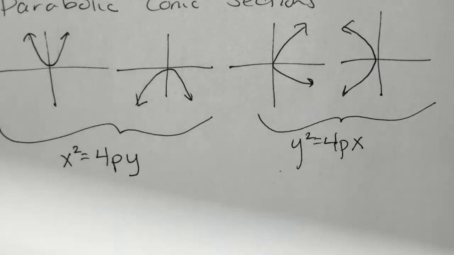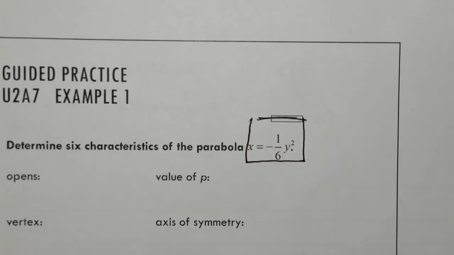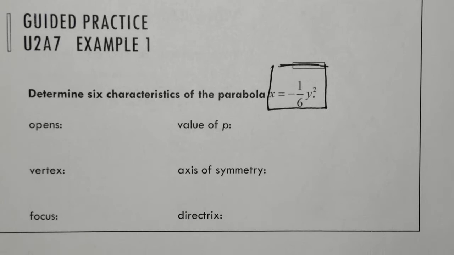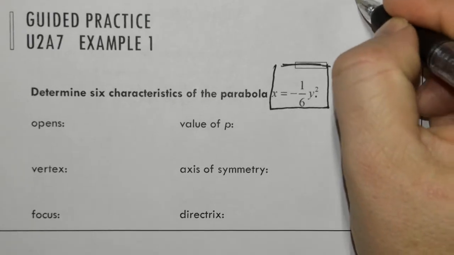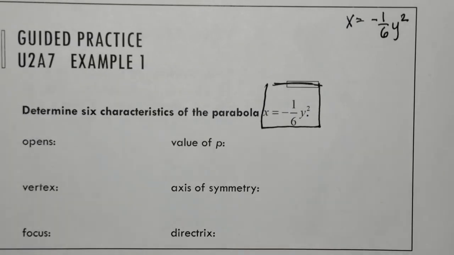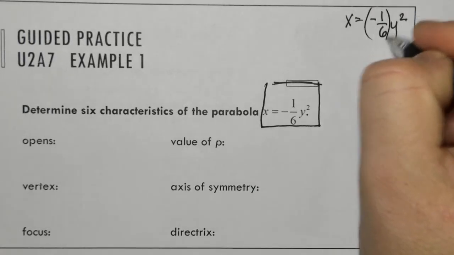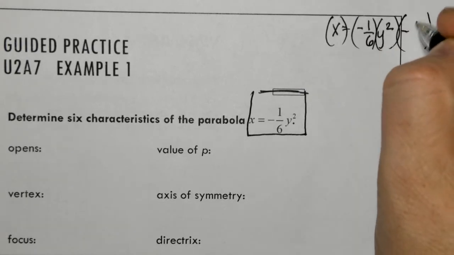Okay, so what I would like you to do is write down this equation. Now, before I can start to graph this or fill out any of the 6 pieces, I need to isolate whatever variable is squared. In this case, it's the y squared. So I'm going to come off to the side here and write x equals negative 1/6 y squared. In order to isolate the y squared, I want to move the negative 1/6 to the opposite side. In order to do that, I'm going to multiply by the reciprocal.